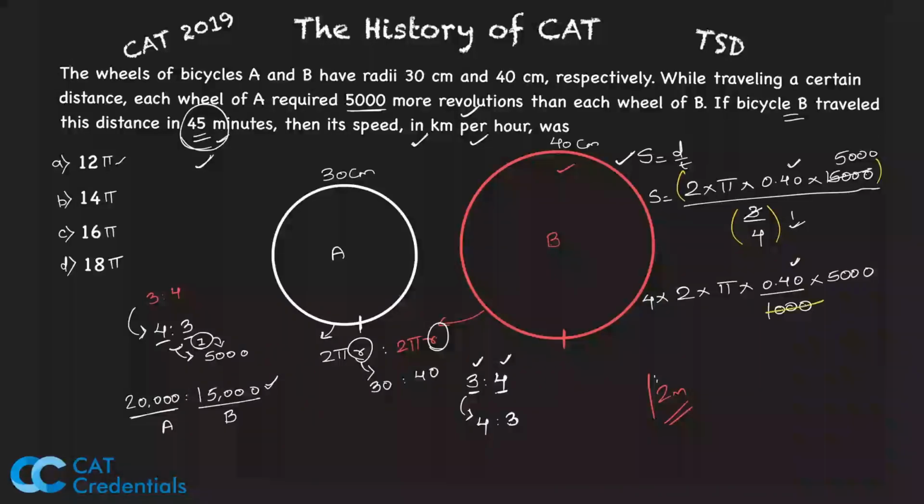So what will happen now? This gets cancelled. What are you left with? 5 into 4, that is 20. So you are left with 20 into 2 into 0.4 into pi. What is 20 into 2? 40. 40 into 0.4 comes out to be 16. That is equal to 16 pi. That is your final answer: 16 pi.